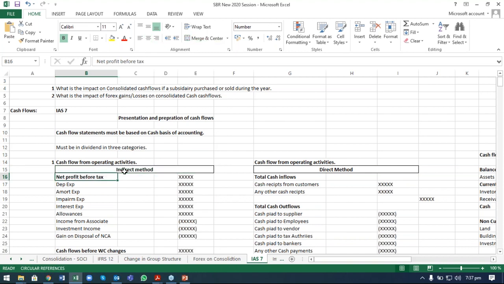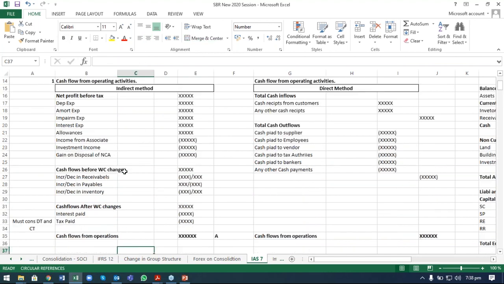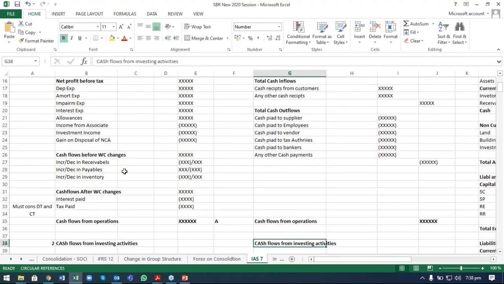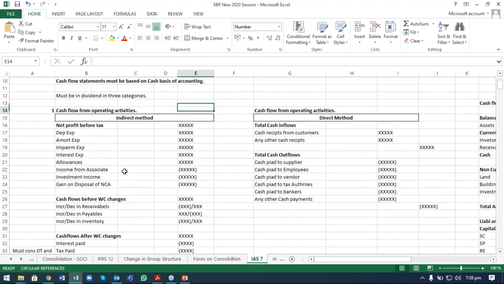So if you are looking into direct and indirect methods, the difference is only based on cash flows from operating activities. For cash flows from investing activities, irrespective of whether you are preparing them under the direct method or the indirect method, both remain the same. There is no difference between these two, right? The only difference between the direct and indirect method is that you have to prepare cash flows from operating activities in a different way under these two methods.